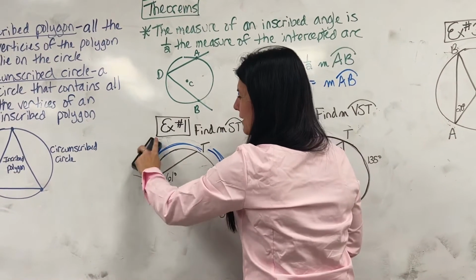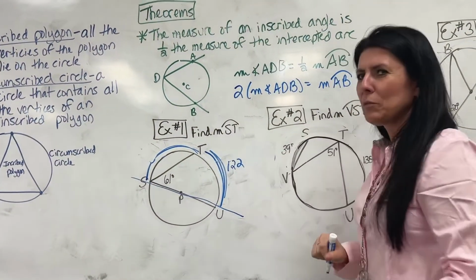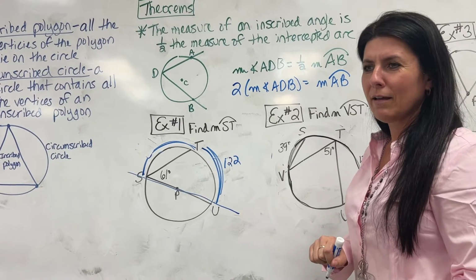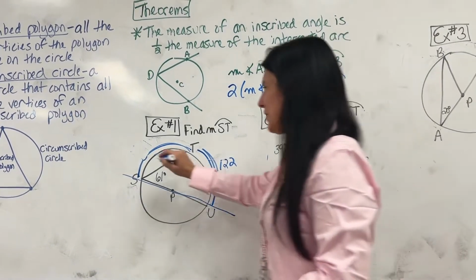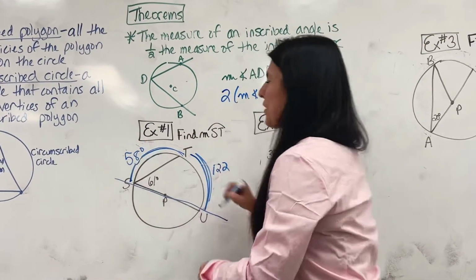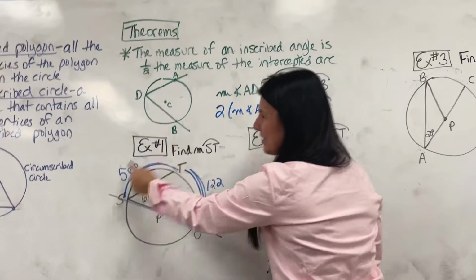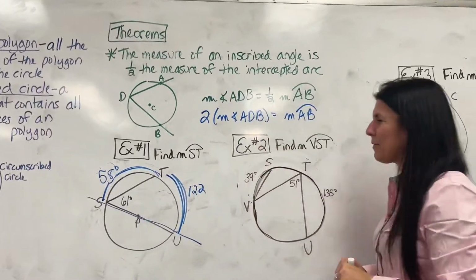So when we subtract 122 from 180, what does that give me? 58. 58. I'm so smart. Because these two arcs have to add to 180, because this is a diameter.